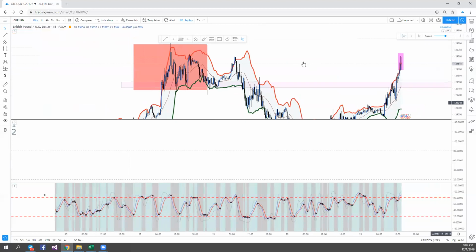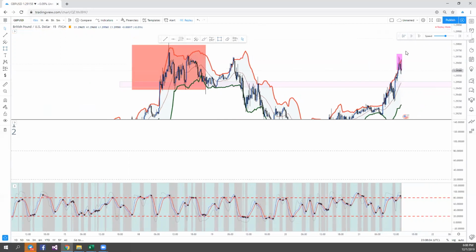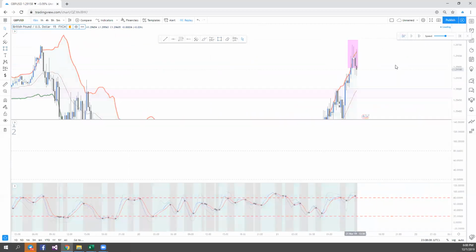Are we in a resistance level? Yes, we are. If we extend here, we are in a resistance level. So that's good. So we have confirmation to sell. Everything here says we can sell. Okay, we have all the confirmation in the chart.